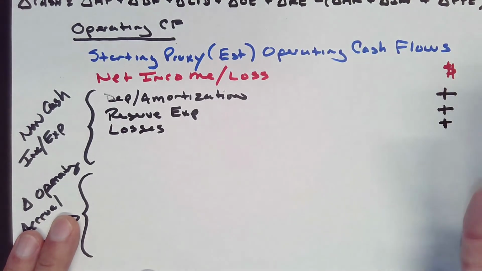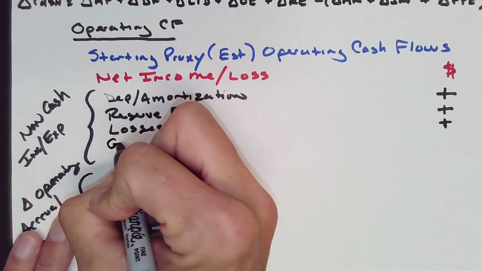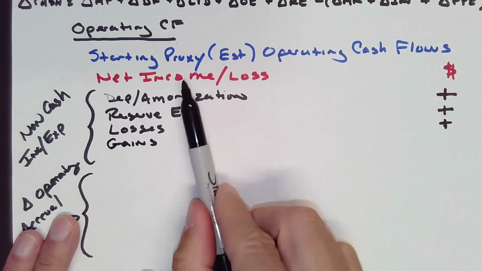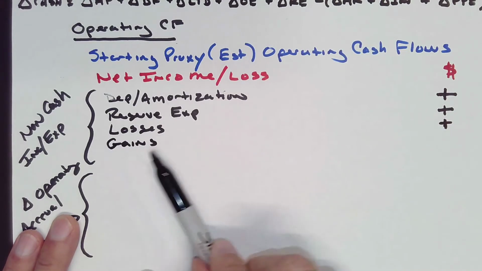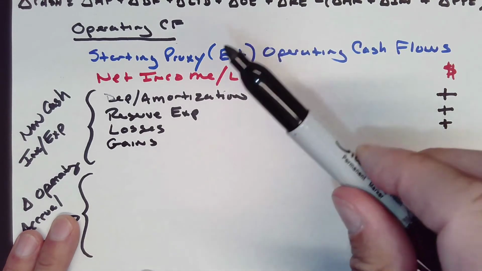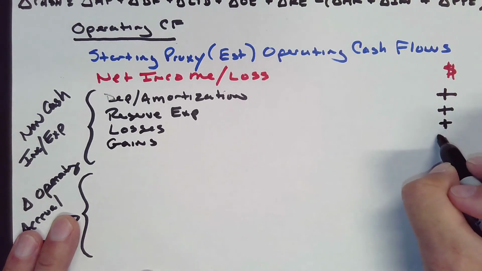Gains, not as frequent, right? Because we're usually not selling a lot of property, plant, and equipment, etc. But any gains, those gains are increasing net income. Well, guess what? Those gains are not part of operations. Those gains are cash flows, incoming cash down in investing activities. So for those gains, we want to subtract those gains.